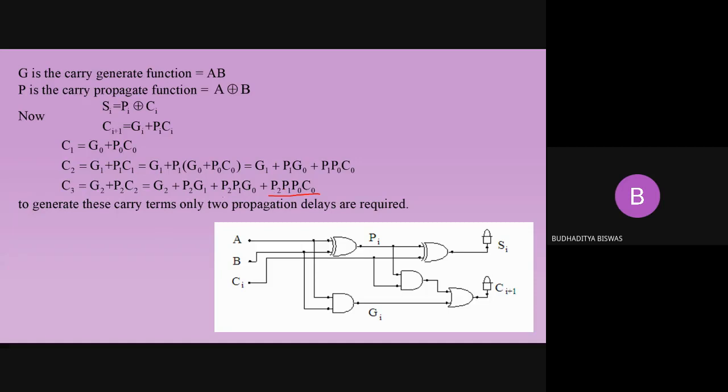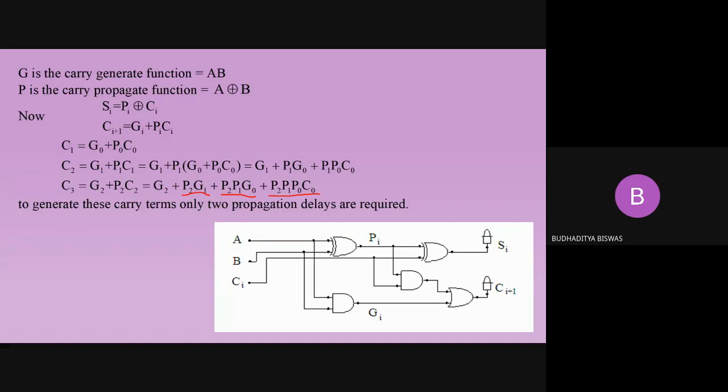How much time is required to generate this term? P2 P1 G0. So this one also needs a 3 input AND gate. Very good, 3 input AND gate. How much time is required to generate the output? TP time only. This one requires only a 2 input AND gate, and again only TP time is required.